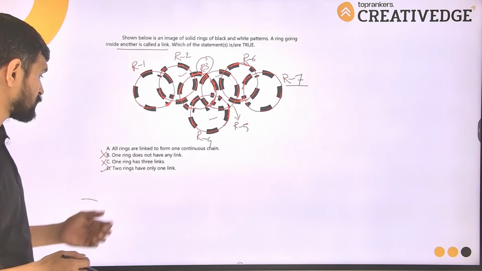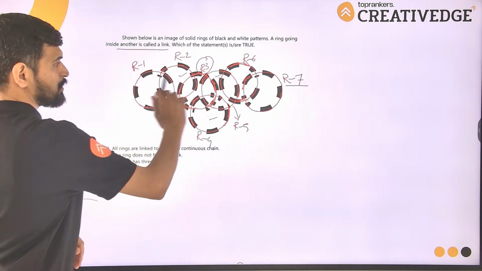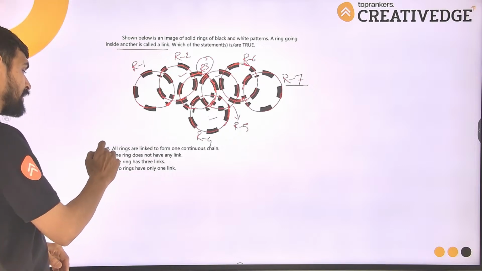Now we are left with A. All the rings are linked to form a continuous chain. A continuous chain बना रहे हैं, बिल्कुल बना रहे हैं. So A and D is the right answer.